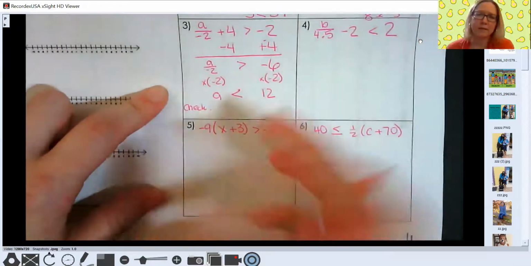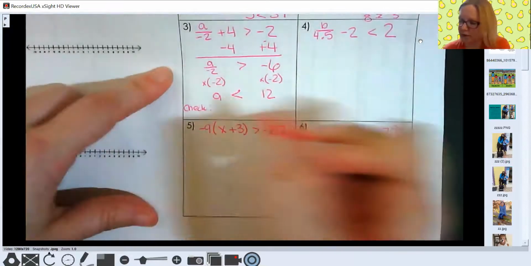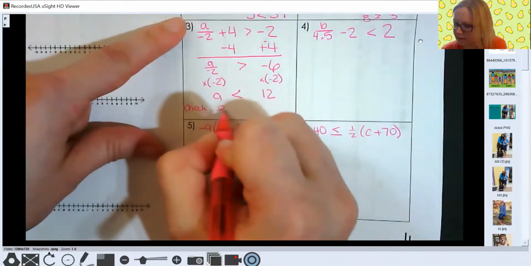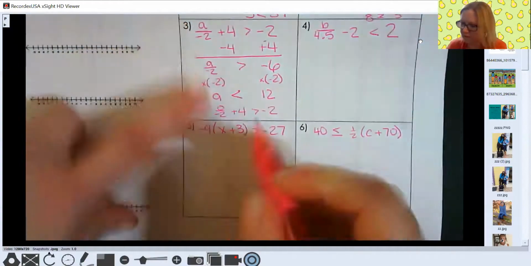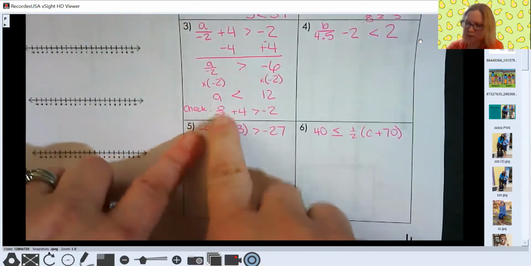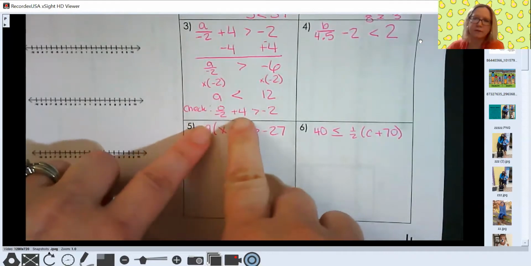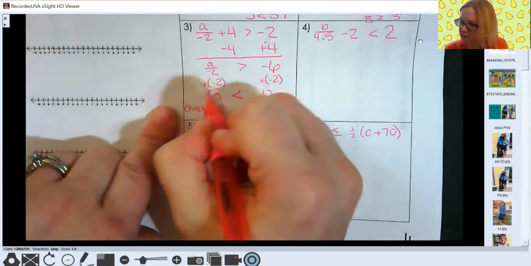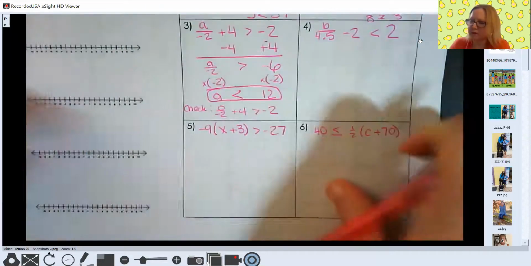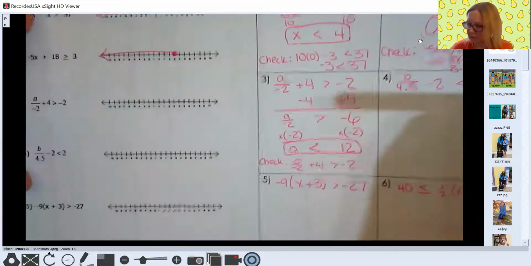To check my answer, a number less than 12 is 0. So I'm going to use 0. 0 divided by -2 plus 4 is greater than -2. I don't have a lot of space here, but I know that that would be 0 plus 4 is 4, and 4 is greater than -2. Okay, so my solution on 3 is a is less than 12.